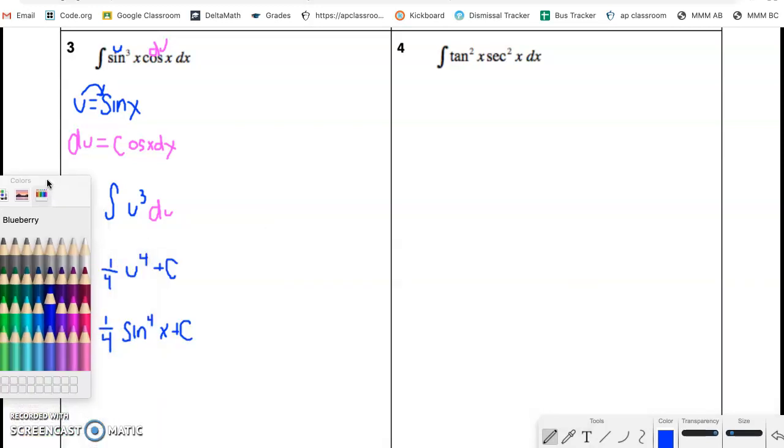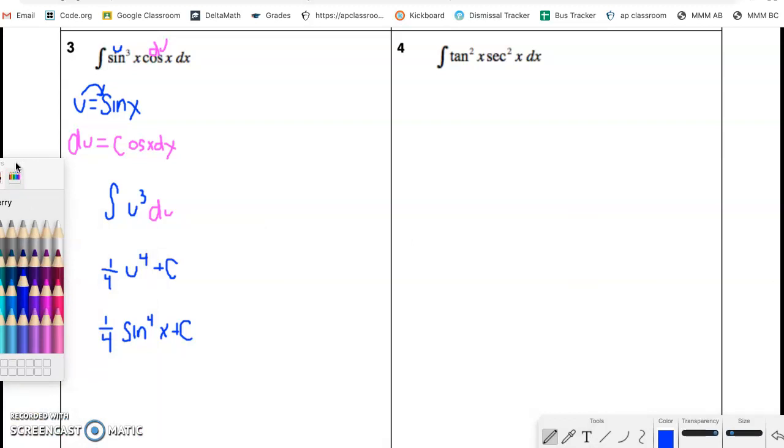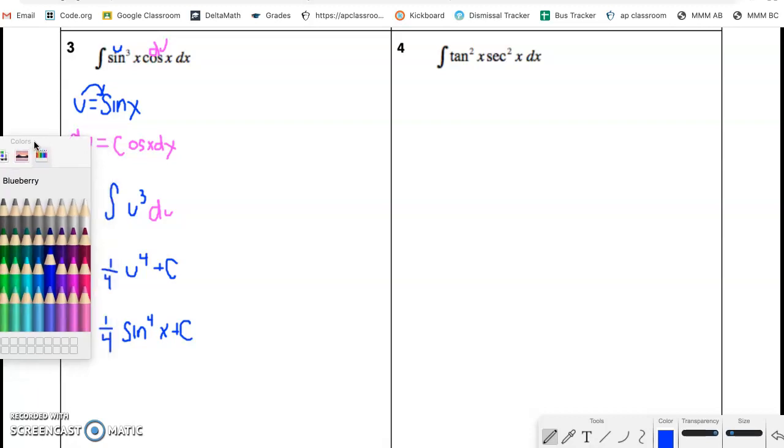Alright. Last one here. So I look at this, and again, I'm saying is one the derivative of the other. There's more than one expression, so is one the derivative of the other. Here, I see secant squared. I know that this expression, secant squared, is the derivative of tan. So I'm going to make secant squared du, and I'm going to make tan u here.